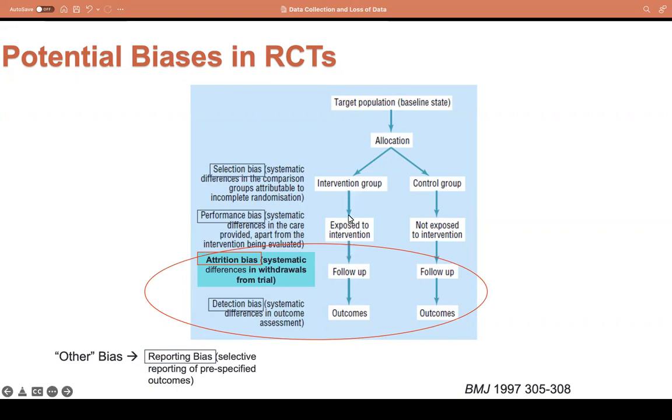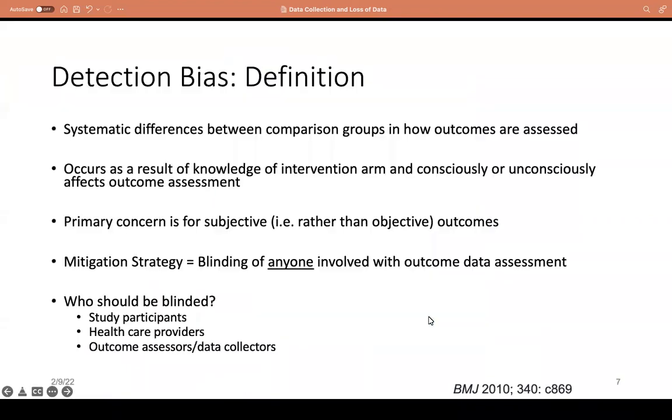You'll follow people to see if they have the outcomes of interest. Attrition bias will occur if there are differences in withdrawals from the study or missingness of data, and then detection bias if there are systematic differences in how outcomes are assessed between the two groups. We're going to talk about detection bias first, even though it's the last part of that figure.